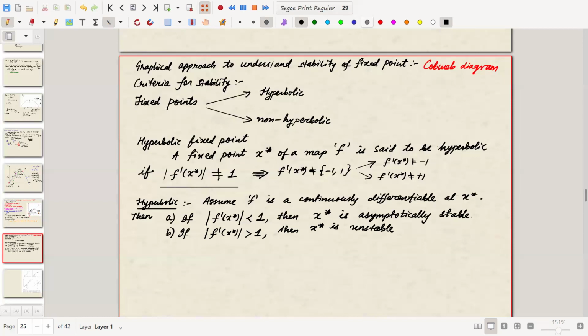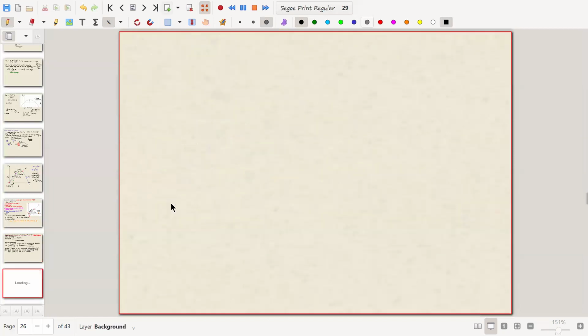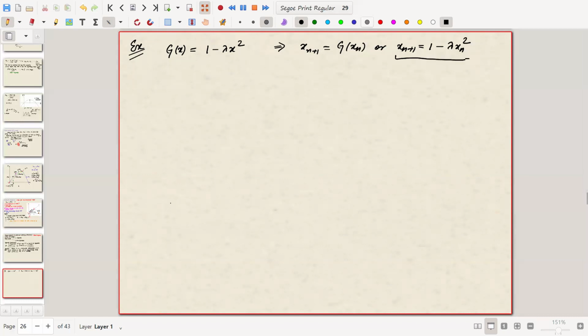Okay. Now we'll consider an example. This is a function g of x equals 1 minus lambda x square. That means there is a function x n plus 1 that is equal to g of x n. This is the recurrence map, x n plus 1 equals 1 minus lambda x n square. So you have this 1D discrete map with you.